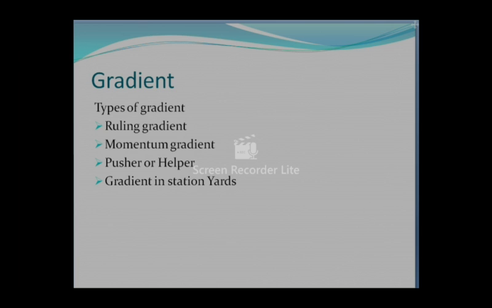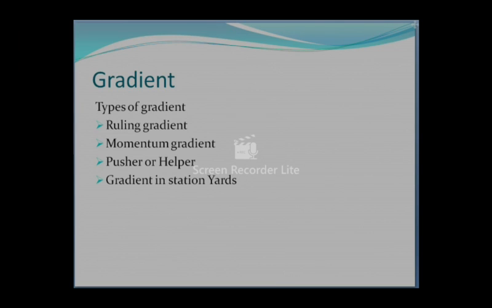When the elevation rises, or when you are going to a higher elevation, you call it a rising gradient. When you are encountering a down slope, you just call it a falling gradient. So what is the necessity to provide the gradient? Gradients are provided on the track due to the following reasons: to provide a uniform rate of rise or fall as far as possible, to reach the various stations located at different elevations, and to reduce the cost of earthwork.